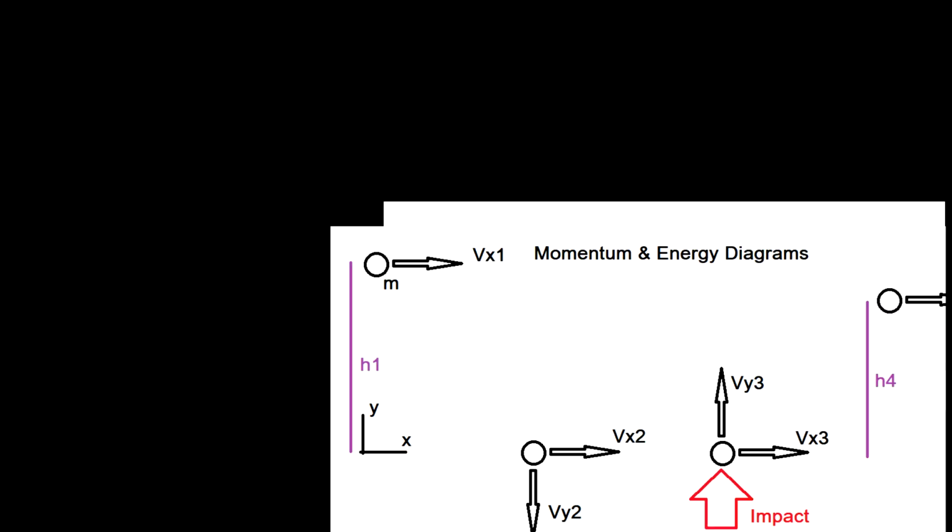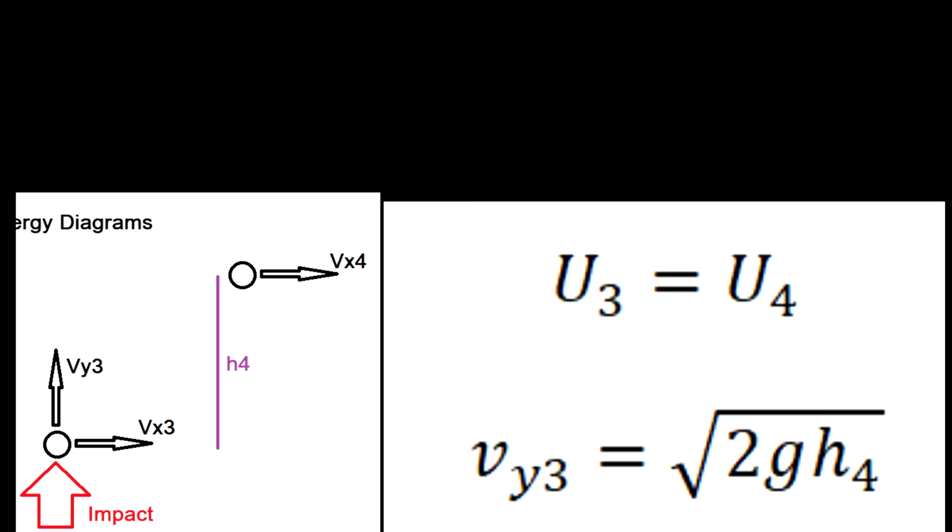Now, you can also apply this to states 3 and 4, or diagrams 3 and 4, and you will find that the velocity directly following the impact in the y direction is equal to the square root of 2 times gravity times your final height.